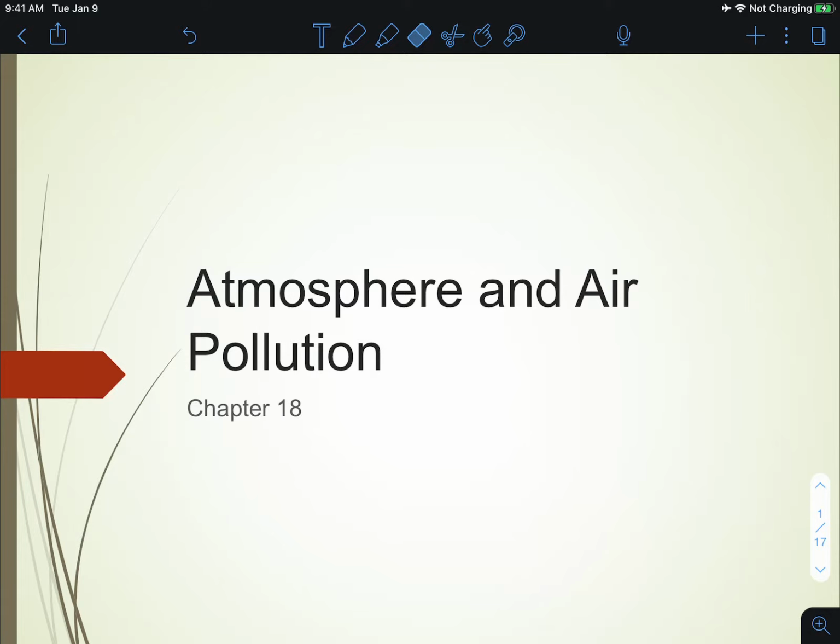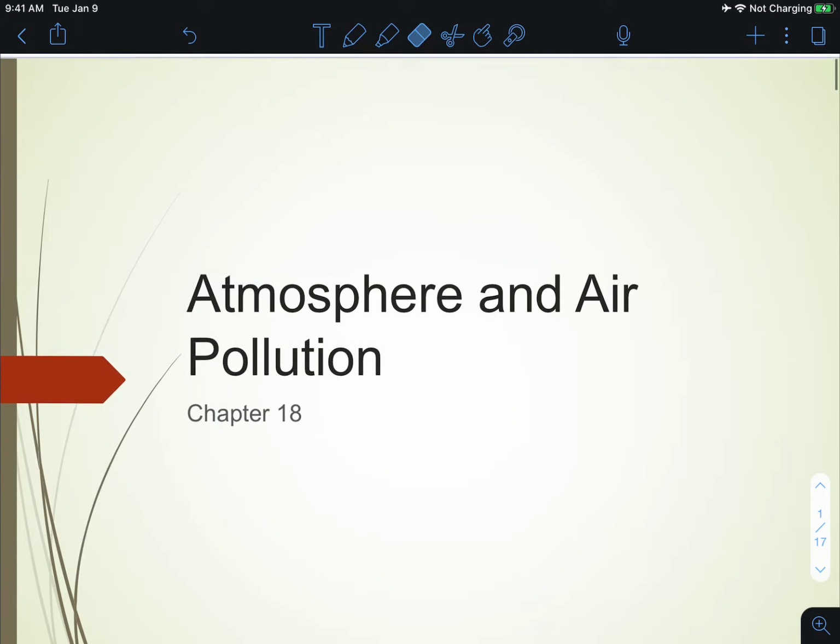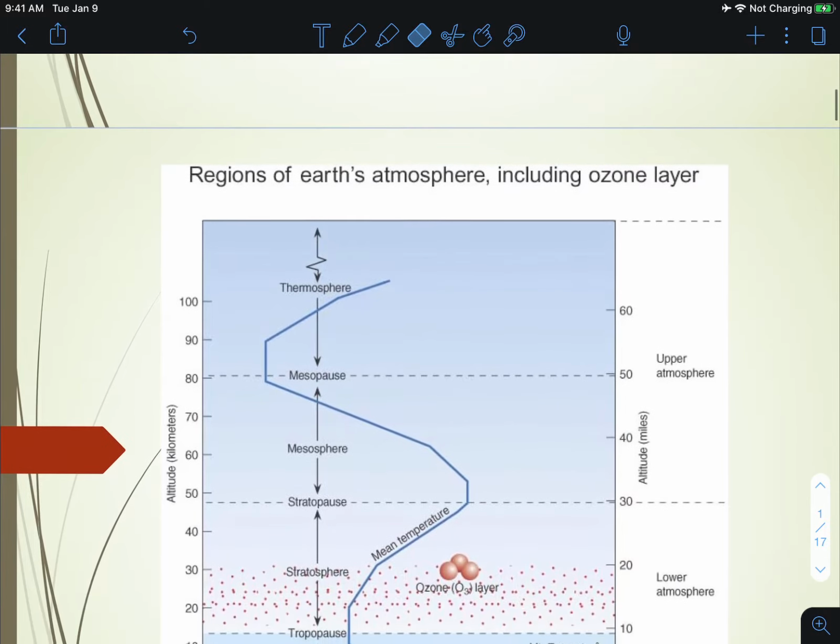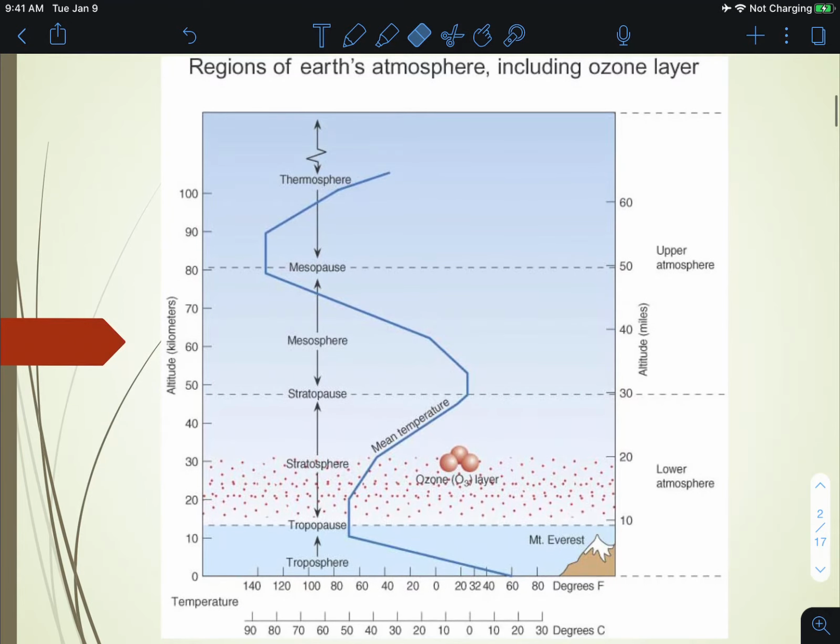Okay, this is your atmosphere and air pollution video. This is chapter 18 in your Miller PDF textbook. And one of the slides I want to talk about is regions of the Earth's atmosphere. This includes the ozone layer.